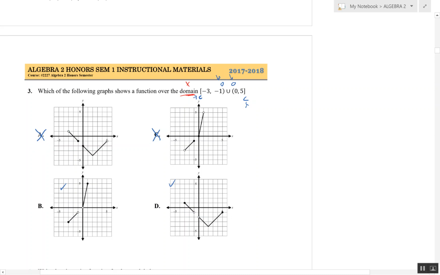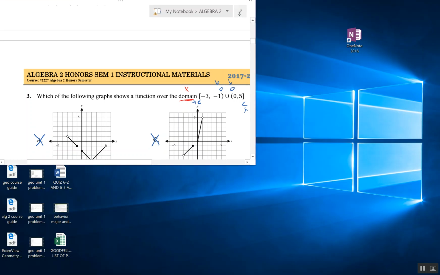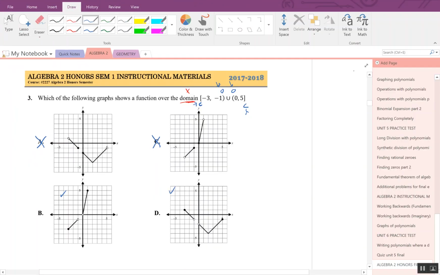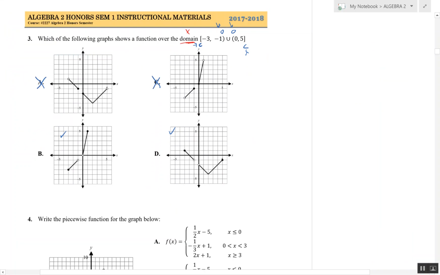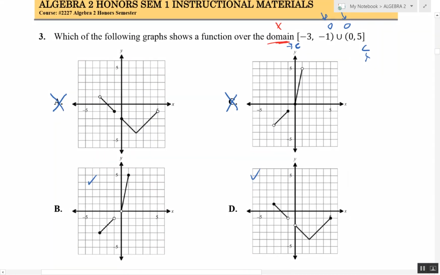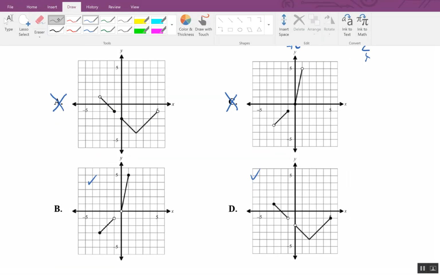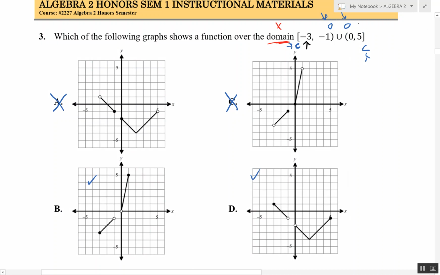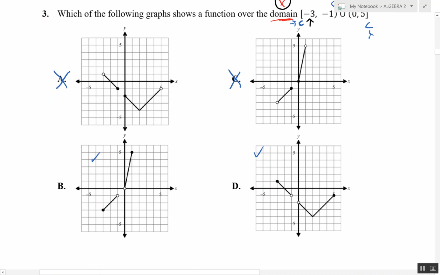Now, the next thing I need to notice is, does it actually go where I need it to go? Does it actually go out to the numbers we need to? In this case, I'm going to start at -3 and end at +5 on the x value for domain. So does this one go all the way out to -3? It sure does. Does it end at +5?